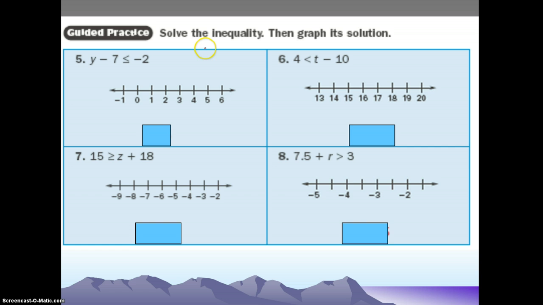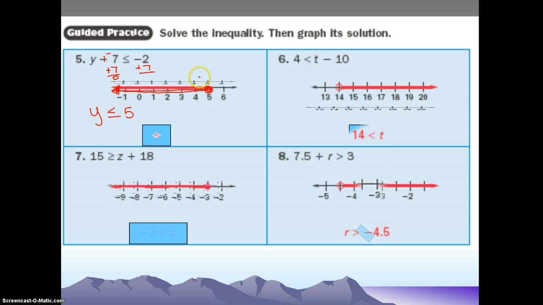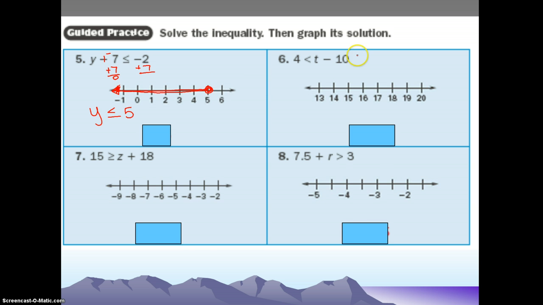Please pause the video, solve the inequalities, and graph the solution. Number 5, change that to a -7. So to make -7 into 0, I add +7. That becomes 0. You're left with y. Bring down the inequality. -2 plus 7 is 5. Closed at 5. Y is less. I'm going left. Oops. I'll show you the answers at the end then.